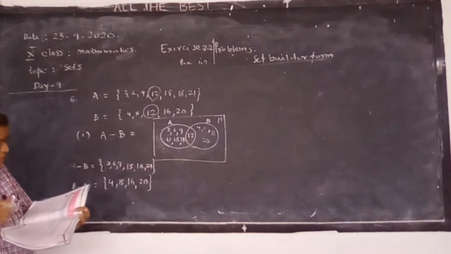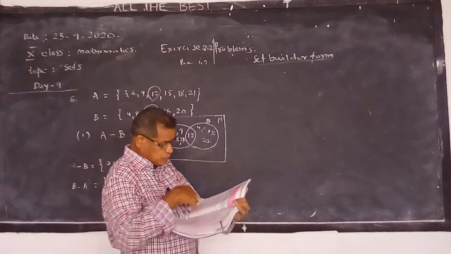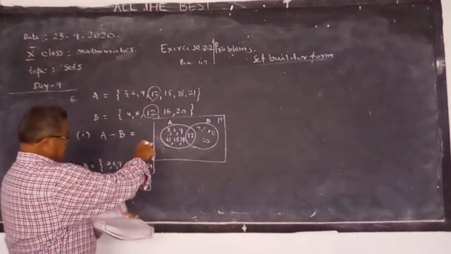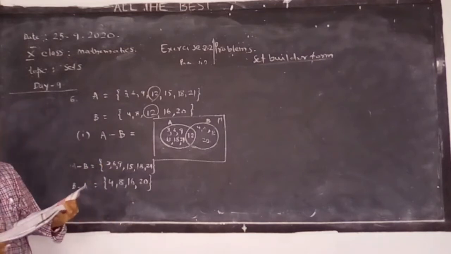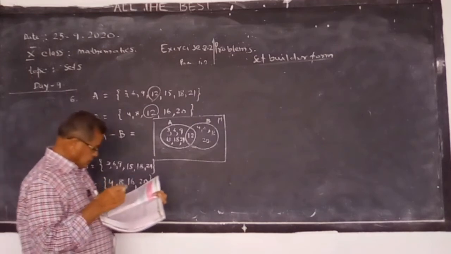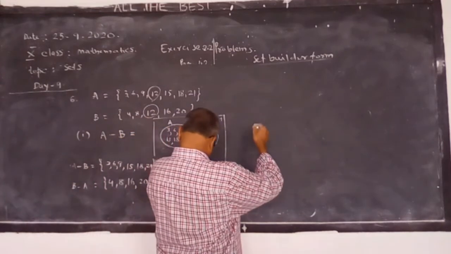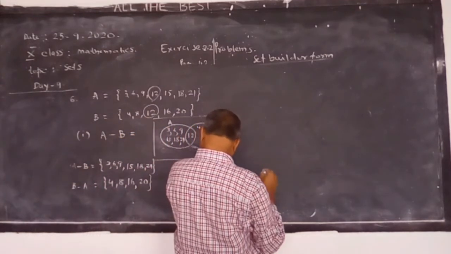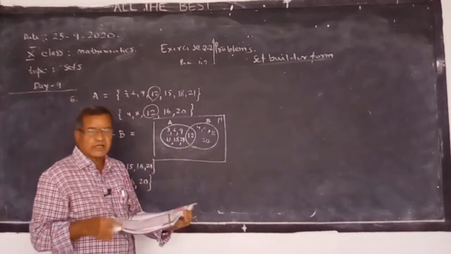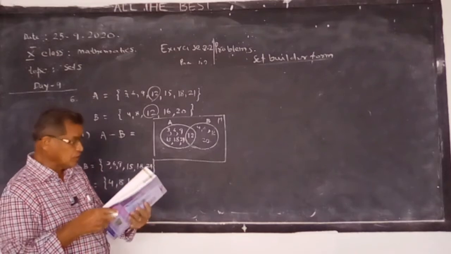So you practice all of them. There are 10 problems given. I just showed one for practice. Easy. Seventh: state whether each of the following statements is true or false. Justify your answers. Seventh question, only words.